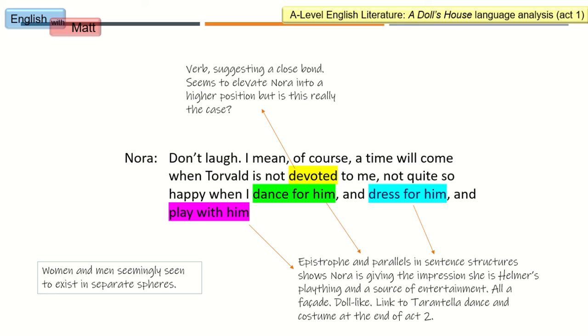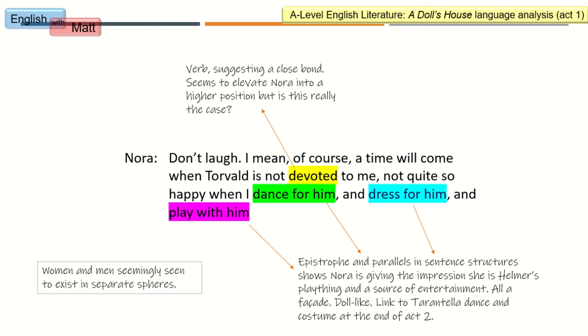Reminding us that this is a role that she is playing for him. So therefore, she almost concedes the fact that she is his plaything and a source of entertainment for him. And of course, it also reminds us that this is quite doll-like, it's quite passive, and it's also a facade, because just because she's doing all of this doesn't mean that she's happy to do all of this. And at this point, you might think about the Tarantella dance, which takes place at the end of Act 2, when she puts on that Tarantella dress and learns that dance routine. Of course, it's for his benefit, really, because he wants the satisfaction of everybody looking at his wife at that party.